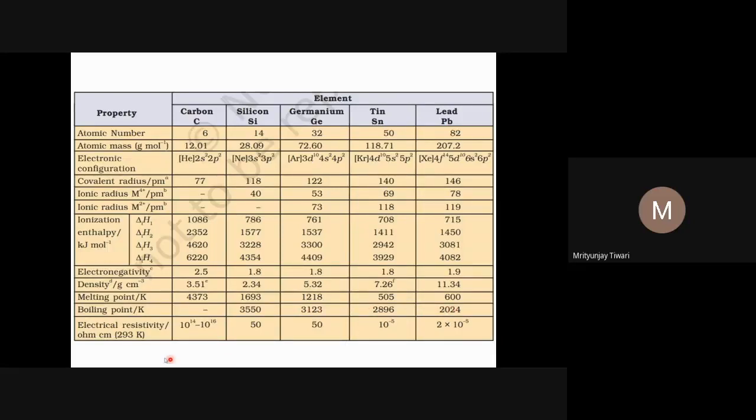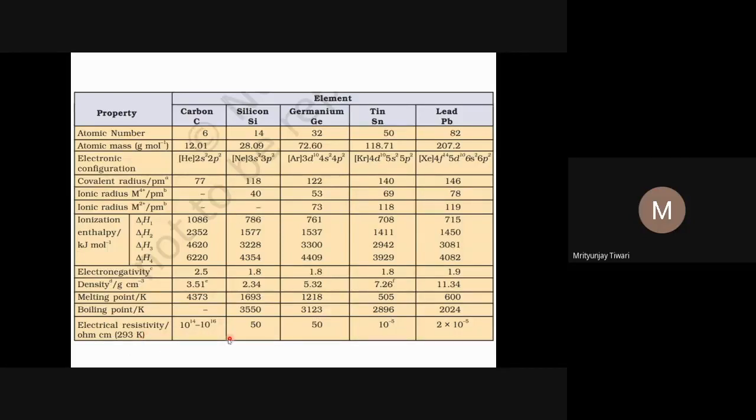The electrical resistivity, one can know, is the opposite of conductivity. Carbon is not a metal, and silicon and germanium are semiconductors, while tin and lead are metals. So the resistivity for carbon would be highest, being a non-metal, in the range of 10 to the power 14 to 10 to the power 16. The conductivity will be 1 divided by this, so it will be observed in the range of 10 to the power minus 14 to 10 to the power minus 16.